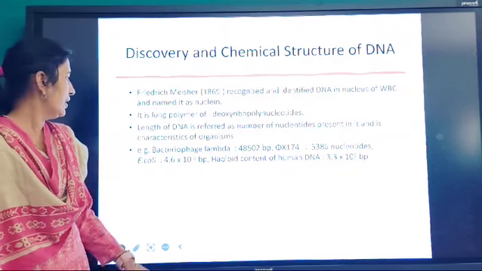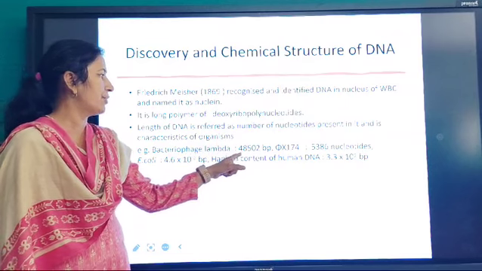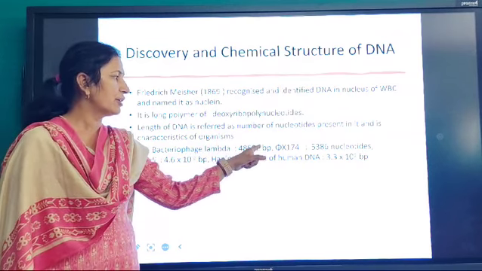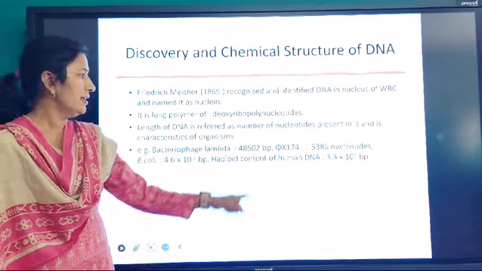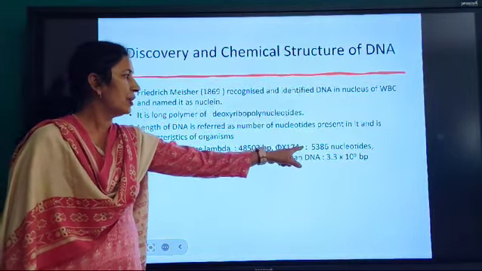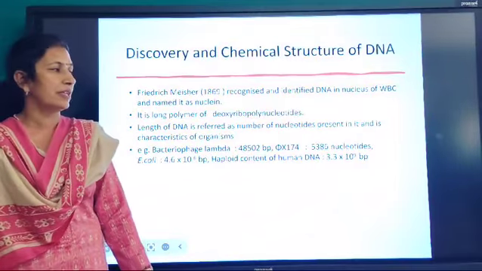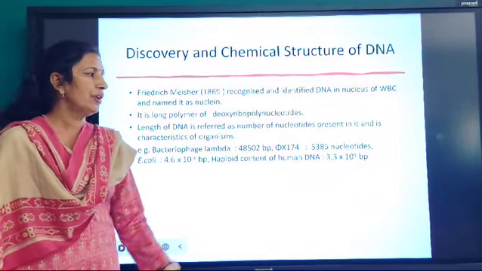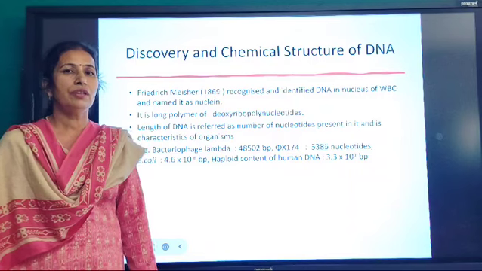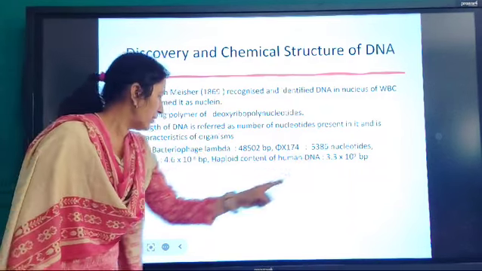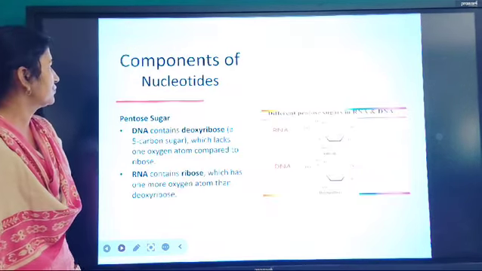For example, in Bacteriophage lambda, 48,502 nucleotides are present. In phi X174, 5,386 nucleotides are present. The haploid content of human DNA is about 3.3 x 10^9 base pairs.